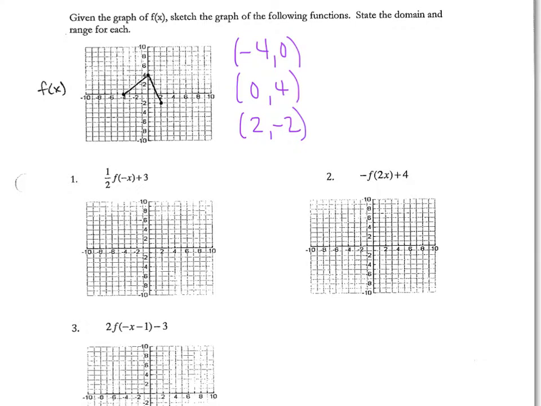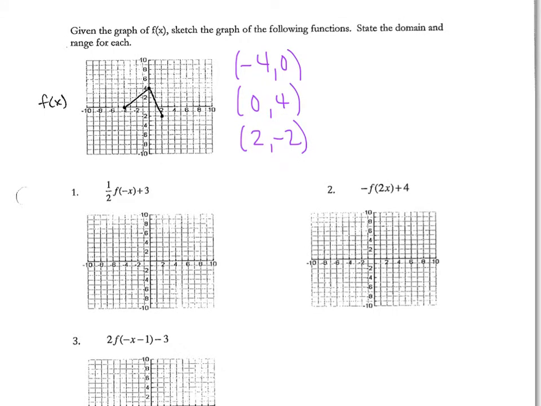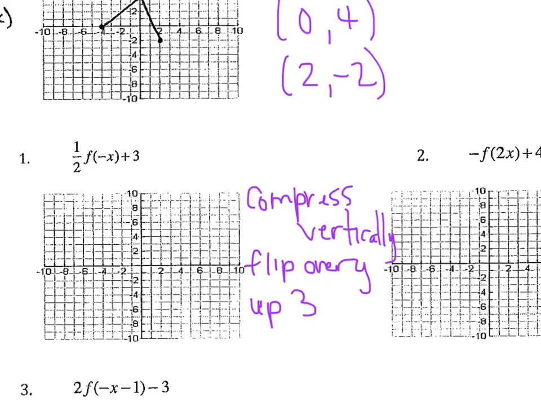The 1/2 on the outside is going to compress vertically by a factor of 1/2. So I'm going to take my y-coordinate and divide it by 2. The negative on the inside flips it over the y. And the plus 3 on the end moves it up 3. Now let's graph our points.